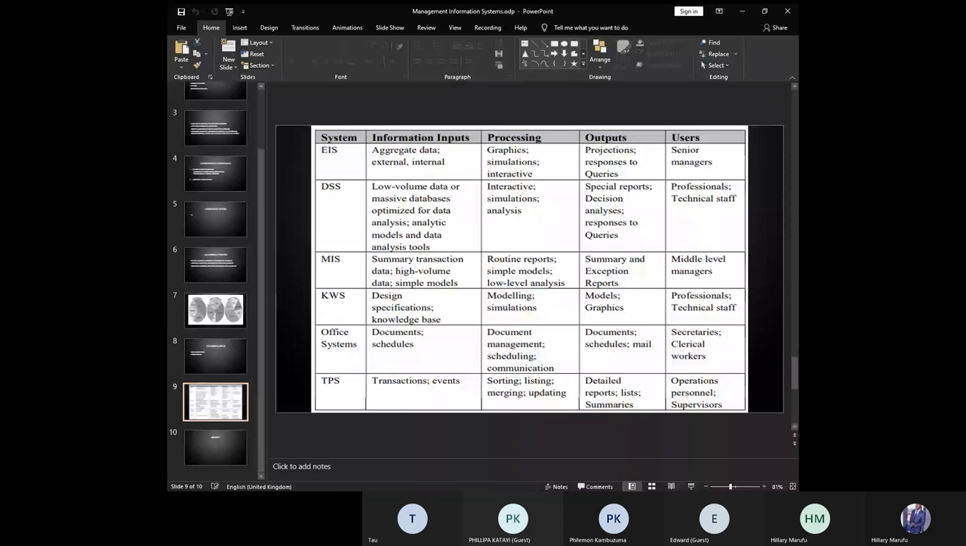Executive information system. Sir Justice, thank you. We want to hear your voice as well. He has left. All right, Tau. Yeah, yes, come on.